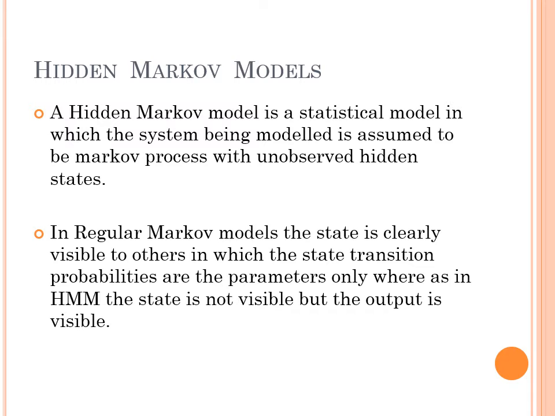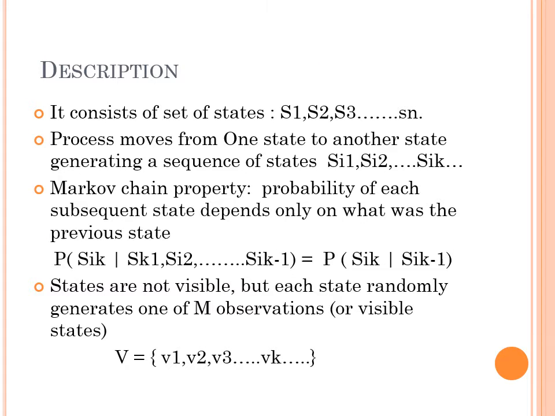In a Markov model, the state is clearly visible to others, and the state transition probabilities are the parameters. Whereas in the case of an HMM, the states are not visible, but the output is visible. In a regular Markov model, the state is clearly visible to others. That is the only difference between a regular Markov model and a hidden Markov model.